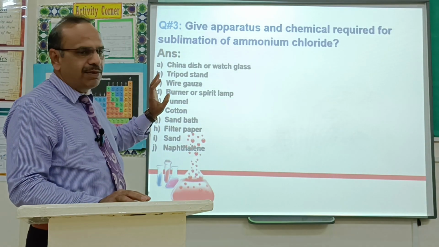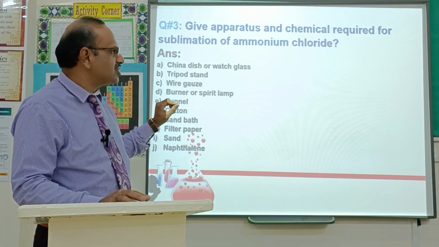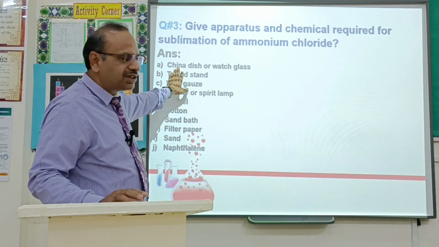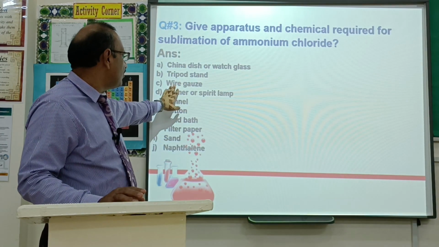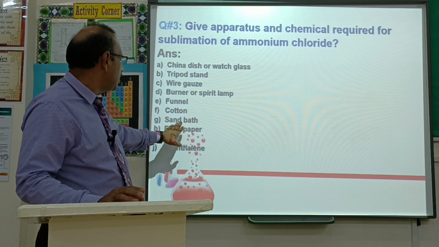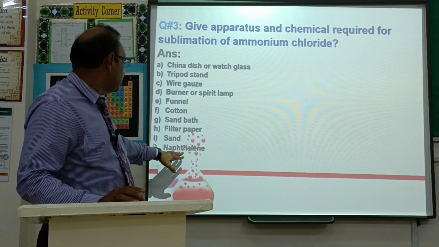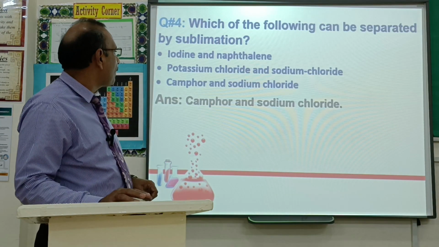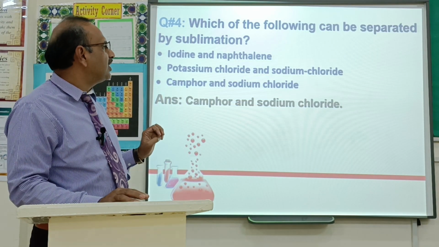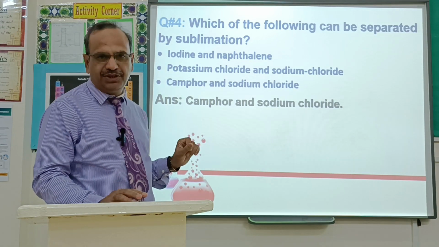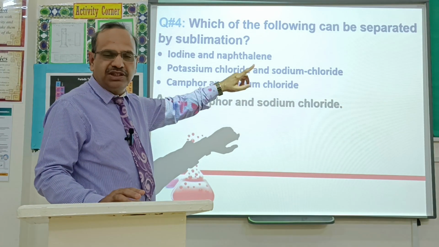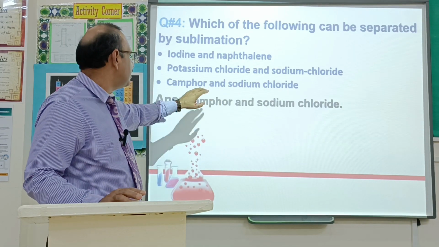Give the name of apparatus which is used in this experiment for the sublimation of ammonium chloride. So china dish can be, tripod stand, wire gauze, burner, funnel, sand bath, filter paper, naphthalene of course and sand. Which of the following can be separated by the sublimation? Iodine and naphthalene both are sublimable substances, they can be separated.